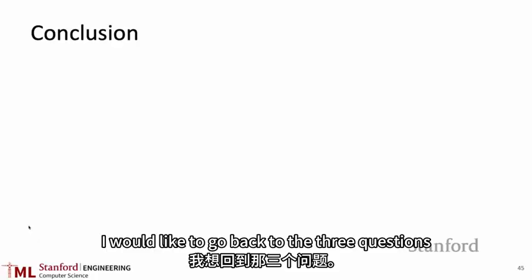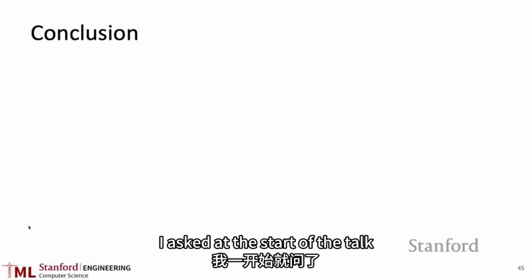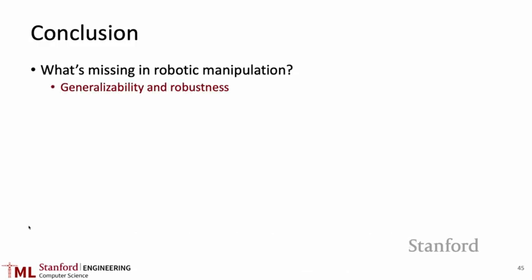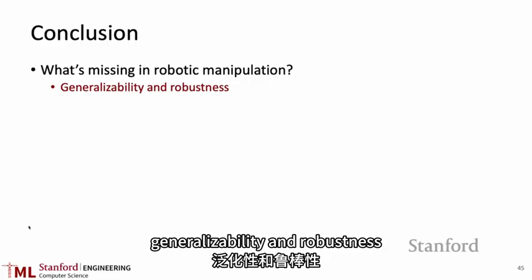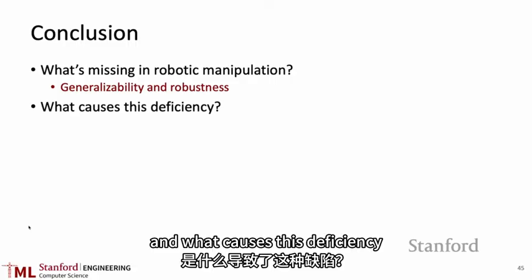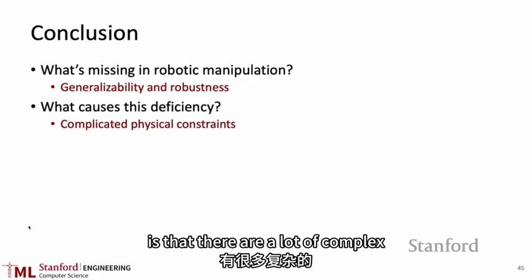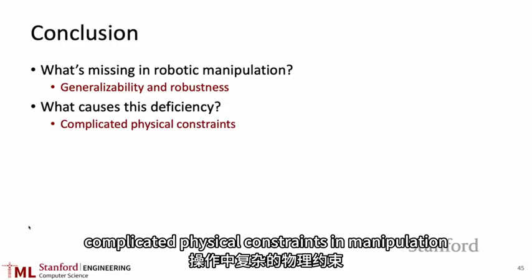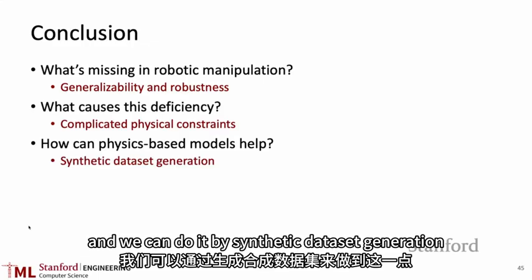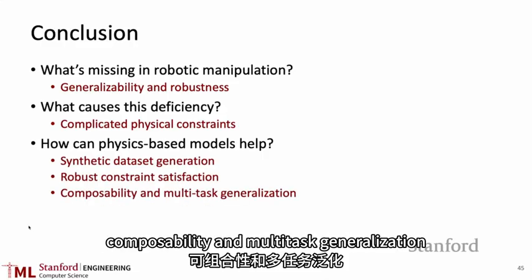With that, I would like to go back to the three questions I asked at the start of the talk. What is missing in robotic manipulation? Generalizability and robustness. The policies we have nowadays are mostly fragile. What causes this deficiency is that there are a lot of complicated physical constraints in manipulation. And how can we use physical models to solve this? We can do it by synthetic dataset generation, robust constraint satisfaction, composability, and multitask generalization, as shown in the three examples I gave.